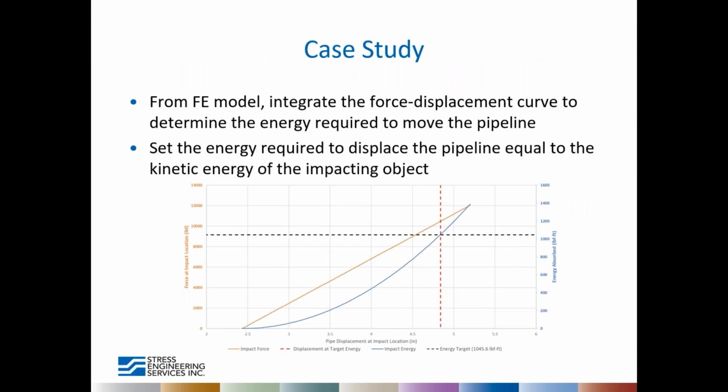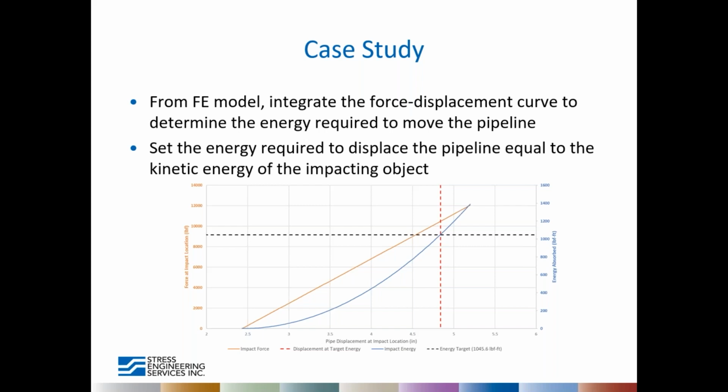So by using a finite element model, we applied a force at the location of the impact, and by increasing that force, we can find the force displacement curve of the pipeline with respect to a load at that location. Then if we integrate that curve, we get the energy that's required to displace the pipe that much. So basically that's a potential energy of the spring that you're displacing with the impactor.